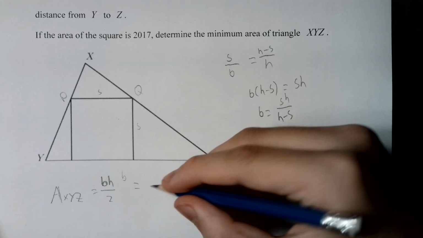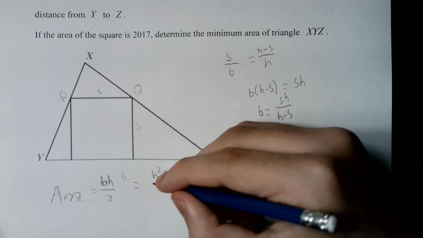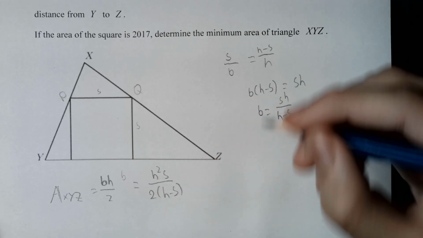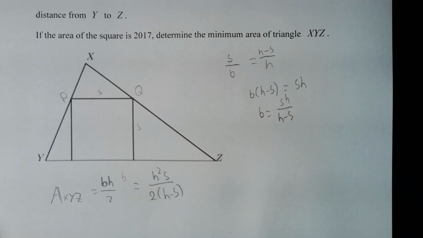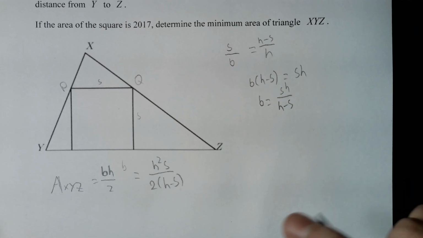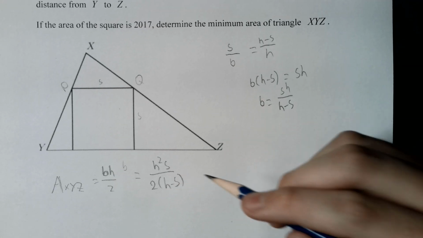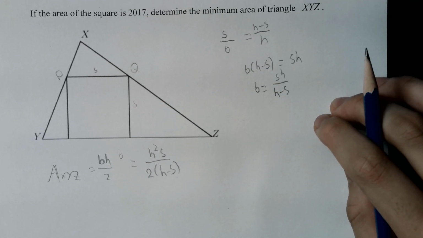Then we will receive H squared times S divided by 2 times (H minus S). Okay? So this is also the area of XYZ. From here, we can see that we need this to be as small as possible. And for H squared times S divided by 2 times (H minus S) to be as small as possible, it's reciprocal. So it's reciprocal already here.